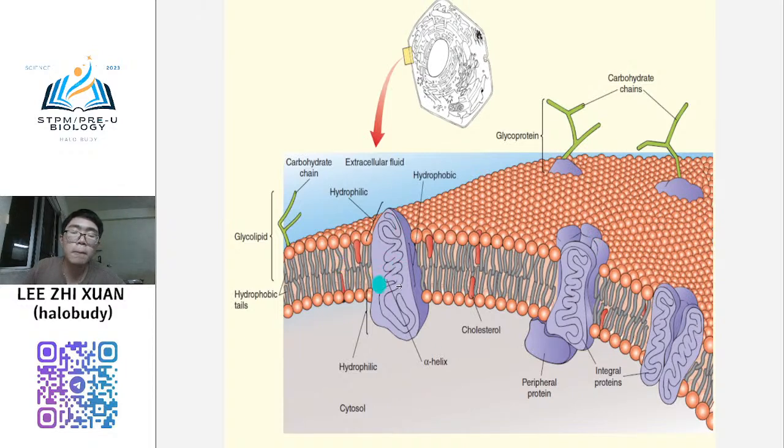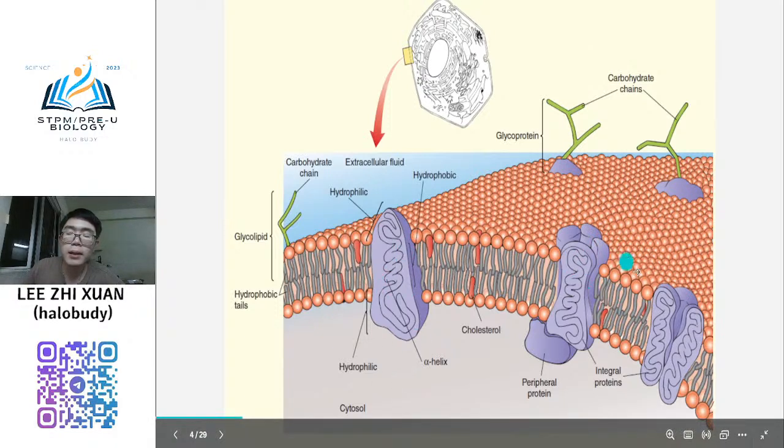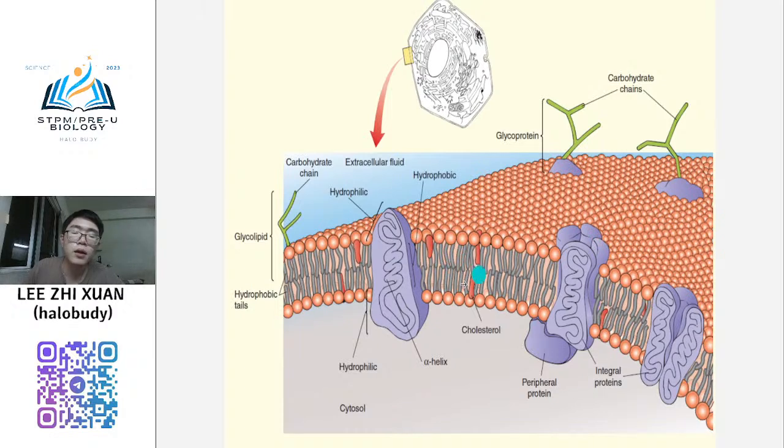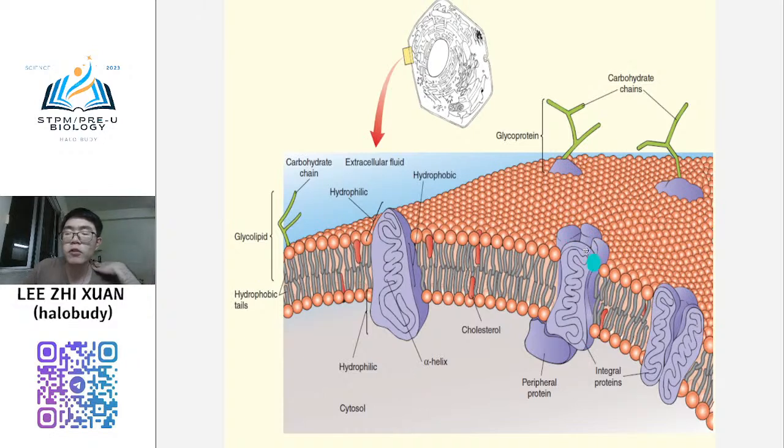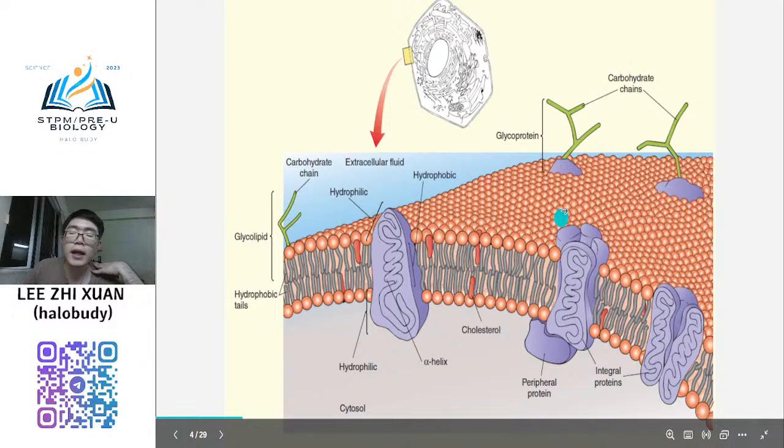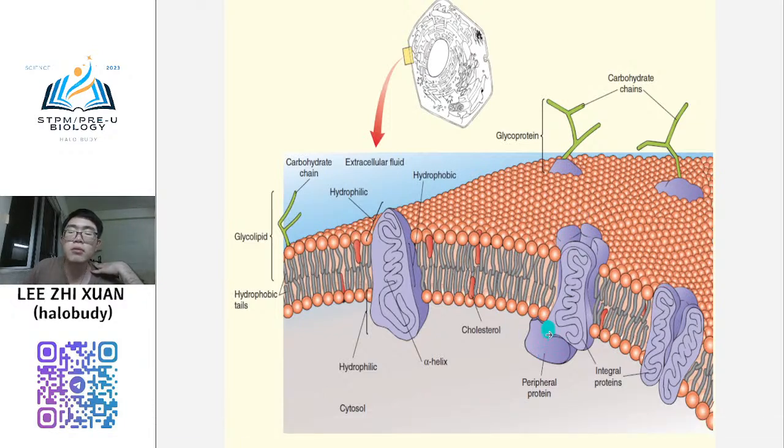Another main component is protein. There are many proteins embedded within the phospholipid, either integral protein or peripheral protein. Integral protein is embedded and can pass across the phospholipid. Peripheral protein is located on the outer layer or inner layer and is not embedded within the phospholipid. We also know that there are glycoprotein and glycolipid. Glyco means a carbohydrate chain. If the carbohydrate is attached to the lipid part of the phospholipid, it is glycolipid, and when attached to protein, we call it glycoprotein.